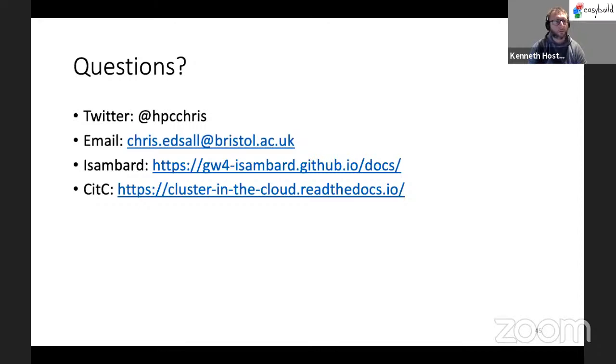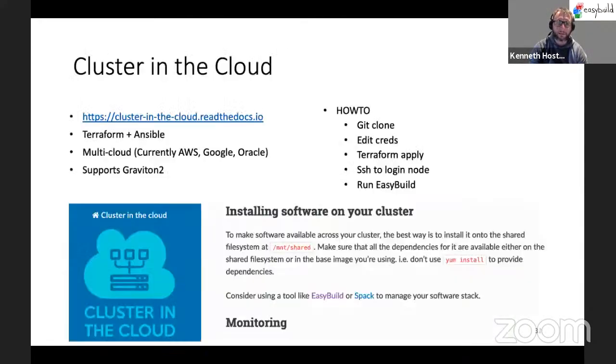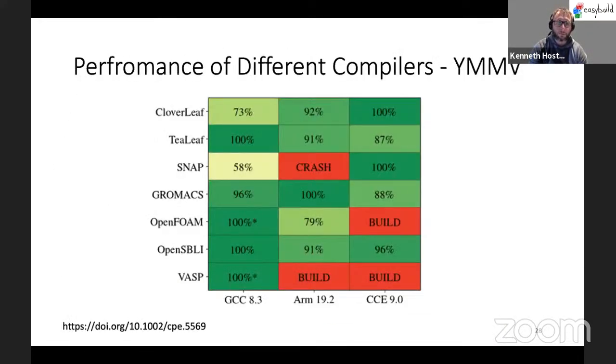Yeah. Okay, you showed the matrix of applications and compilers, where I noticed that Snap, when compiled with GCC, was quite far behind compared to the Cray compiler here. It was only reaching 58% compared to the Cray, and the ARM one crashed, so that's not very helpful. But do you know where the big difference comes from? What is the GCC compiler not doing that the Cray compiler is?